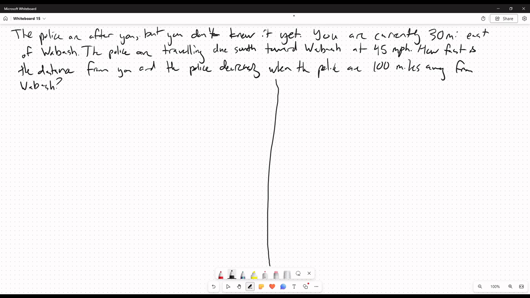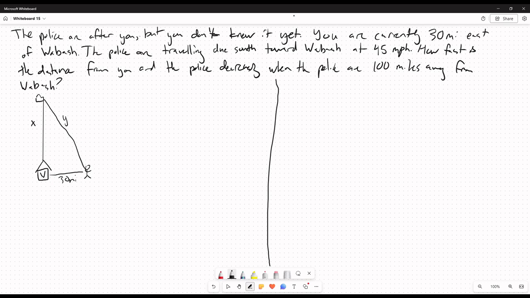So what's our general situation? Here's Wabash, and you currently are 30 miles east of Wabash, and you're not moving anywhere. So generally, this distance is going to be 30 miles from you. The police are traveling, so their distance is changing over time. We'll just call it x for the sake of argument. There's a little police car for you. And then we're interested in the distance between the police and you. We'll call that y.